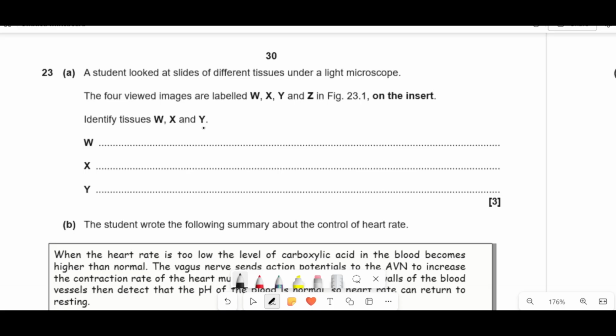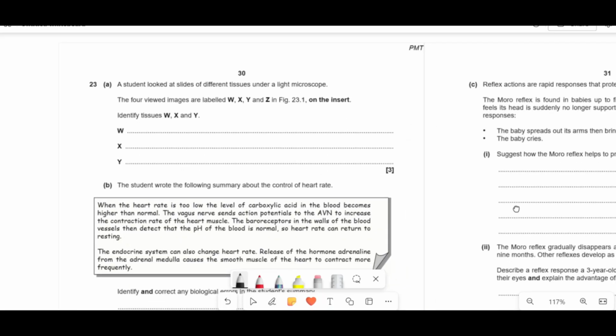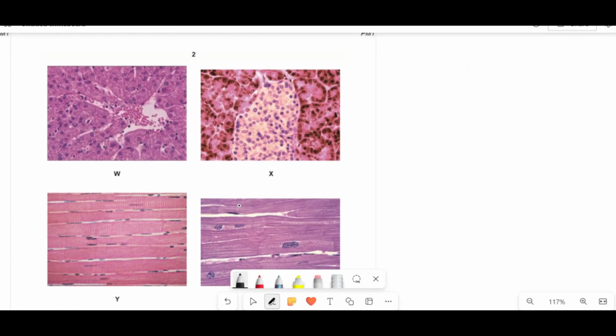So the student looked at slides of different tissues under a microscope. The 4 tissues are labeled W, X, Y, and Z. What are W, X, and Y? So if we have a quick look, what have we got going on here? If you follow this around, you can see there are these tubes all branching out here, feeding into this one bigger one here. That looks awfully like liver tissue, with your central vein and canaliculi and all of that kind of stuff. So W is most likely going to be the liver.